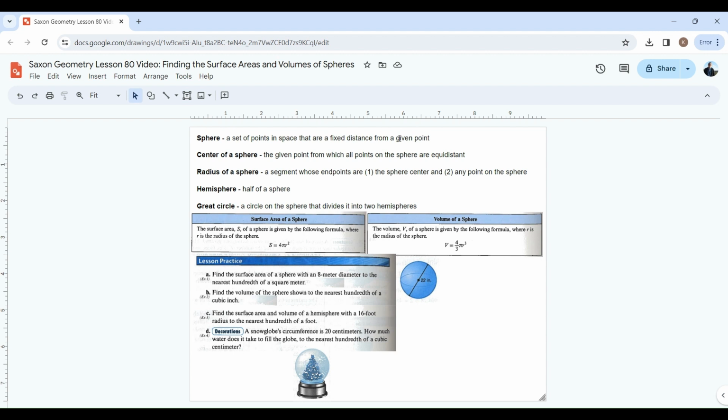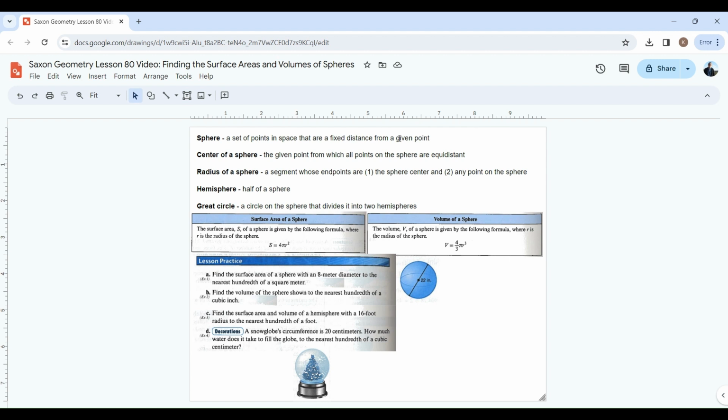But in our geometrical definition of a sphere, we're talking about the set of points in space that are a fixed distance. We're talking about a hollow sphere. This would be like a basketball. A basketball has an outer layer, but that layer is filled with air on the inside. So if we were not to count the air on the inside and just that outer layer, that's what I'm talking about with a sphere.